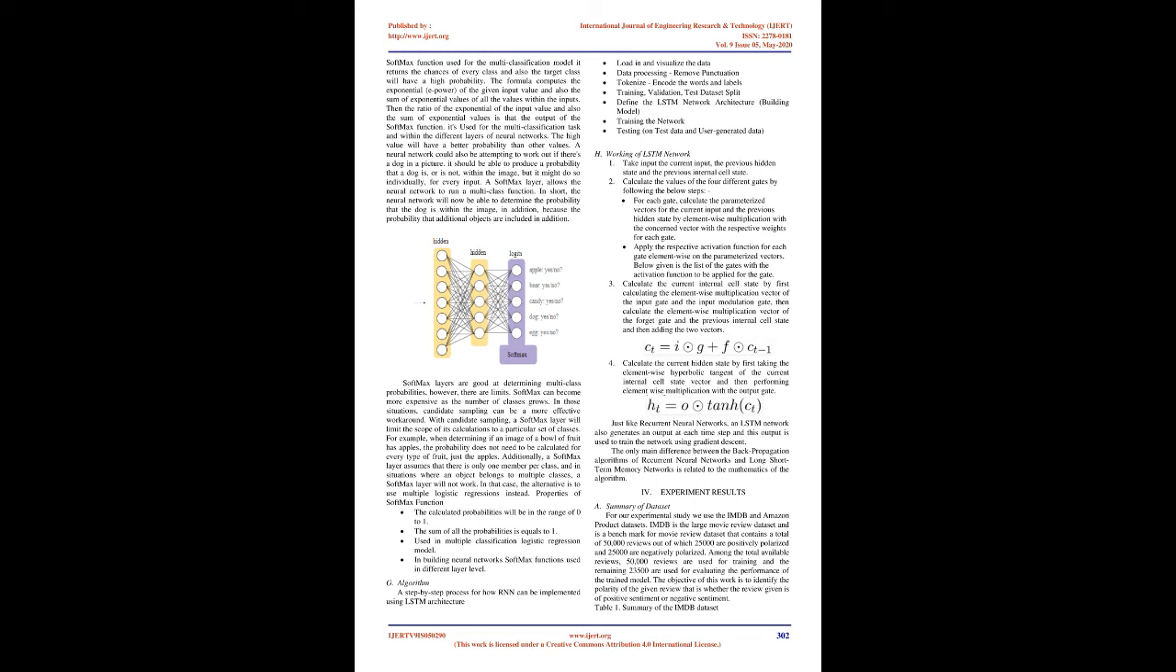Properties of Softmax function. The calculated probabilities will be in the range of 0 to 1. The sum of all the probabilities is equal to 1. Used in multiple classification logistic regression model. In building neural networks, Softmax function is used in different layer levels.